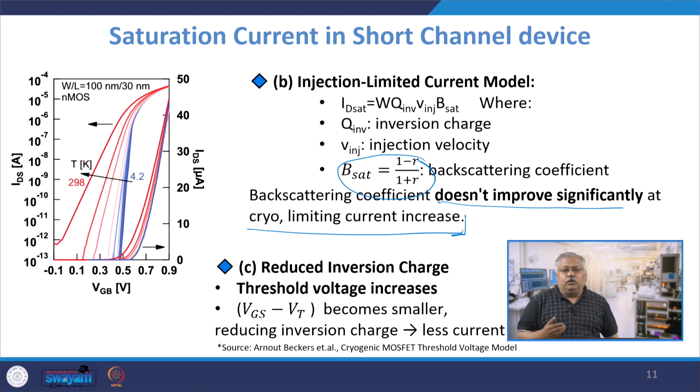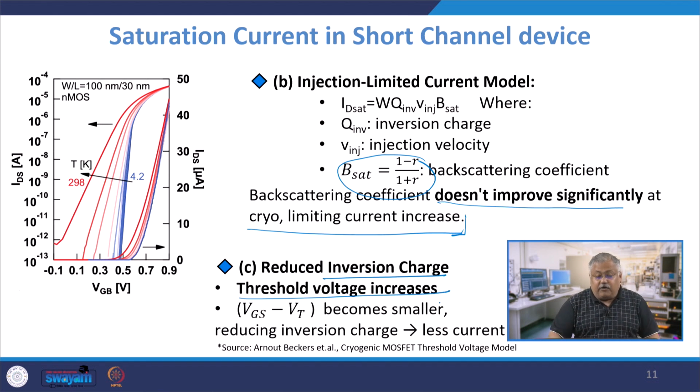Similarly, the second point is that you will have reduced inversion charge as the threshold voltage increases. Why? Because Vg minus Vt, the overdrive, reduces, and therefore the inversion charge is less, and therefore the current is also small in that case. So, two things we need to account for, at least from this slide. One is that the injection limited current model is valid, and backscattering comes into the picture, which tries to reduce the injection velocity, and your threshold voltage also increases, thereby reducing the inversion charge and the current.